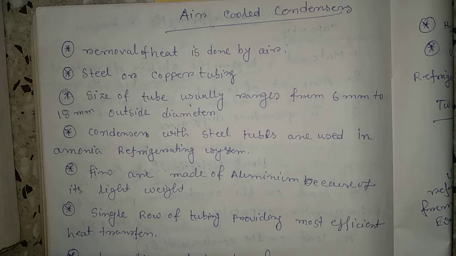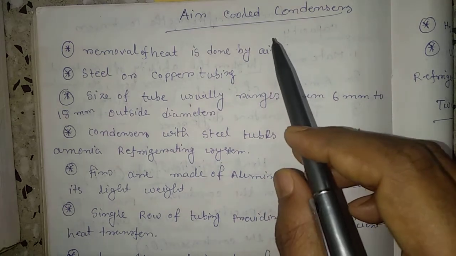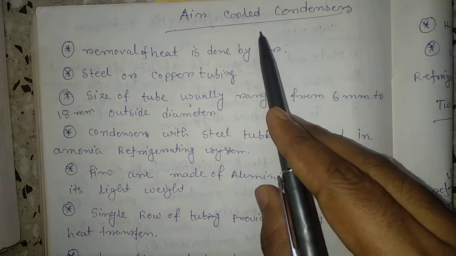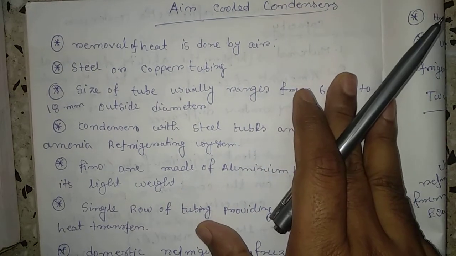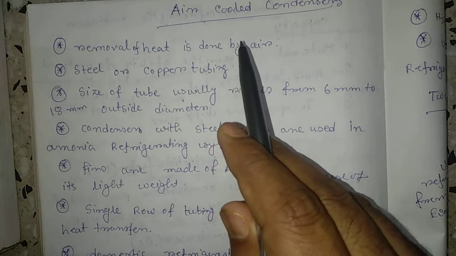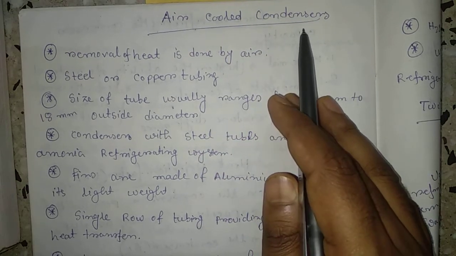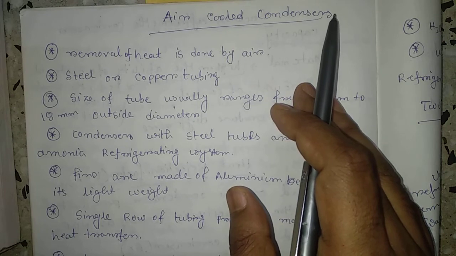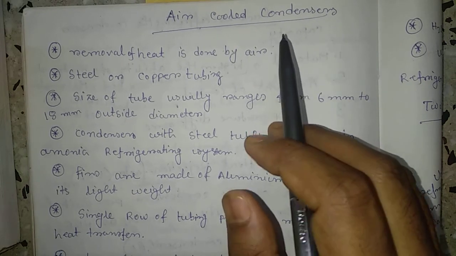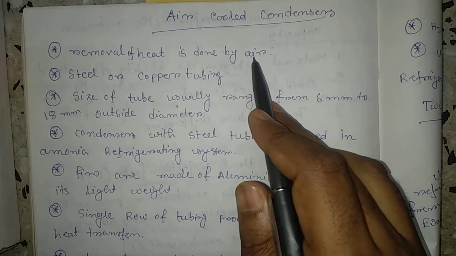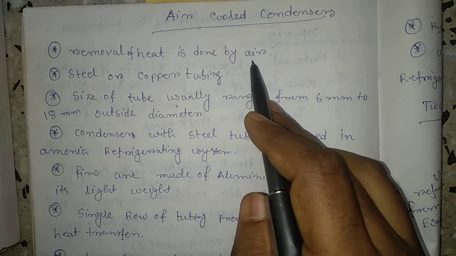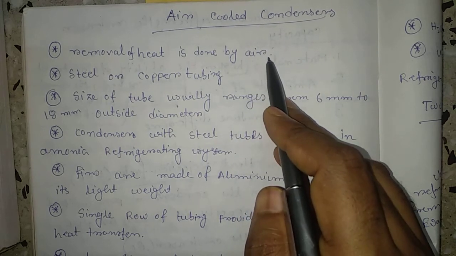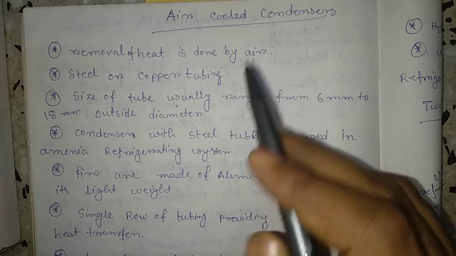Now, depending on the condensing medium, condensers are basically of three types: air cooled condenser, water cooled condenser, and evaporative condenser. Now we will discuss the air cooled condenser first. An air cooled condenser is one type of condenser in which the removal of heat is done by air. That means air acts as the condensing medium. That's why the name is air cooled condenser.